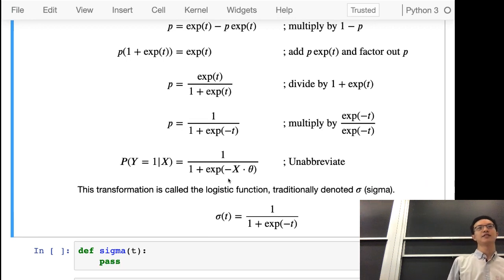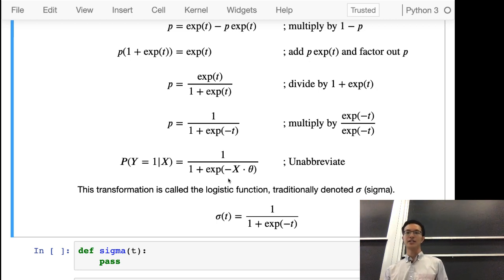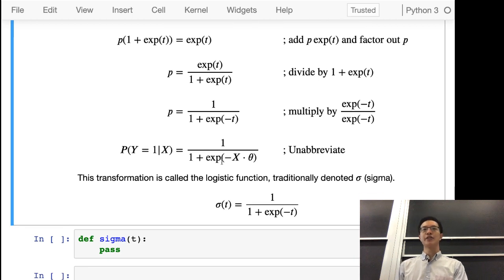Any questions about this so far? Yeah, Sophie? What is the t? Is it x, or is sigma a function of t? Yeah, it's a great question. What is t referring to here?